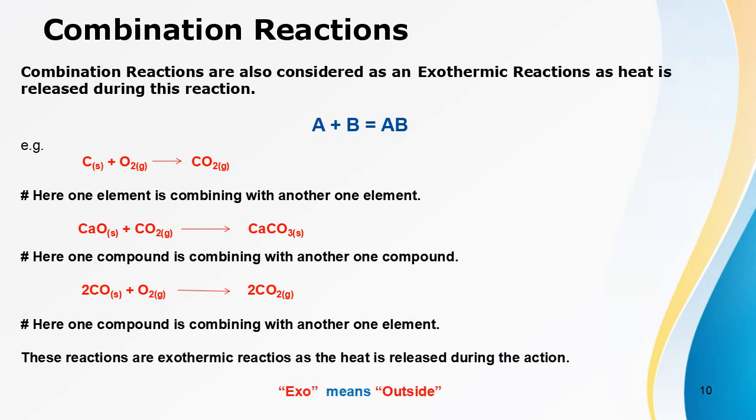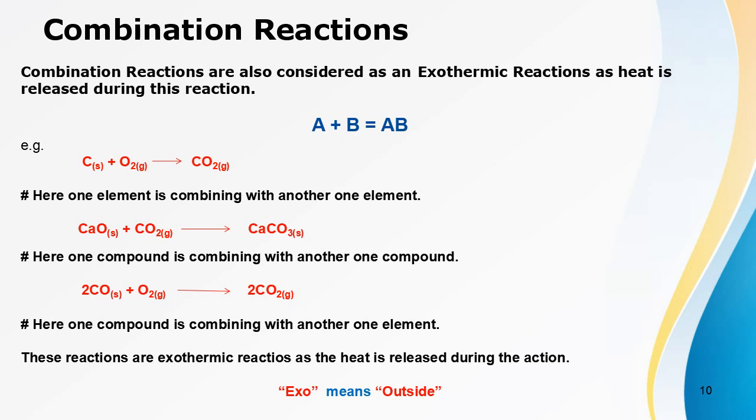Let us learn all the reactions one by one. First, combination reactions. Combination reactions are also considered exothermic reactions as heat is released during this reaction. That means A plus B is equal to AB. For example, carbon solid plus oxygen gas gives carbon dioxide gas.